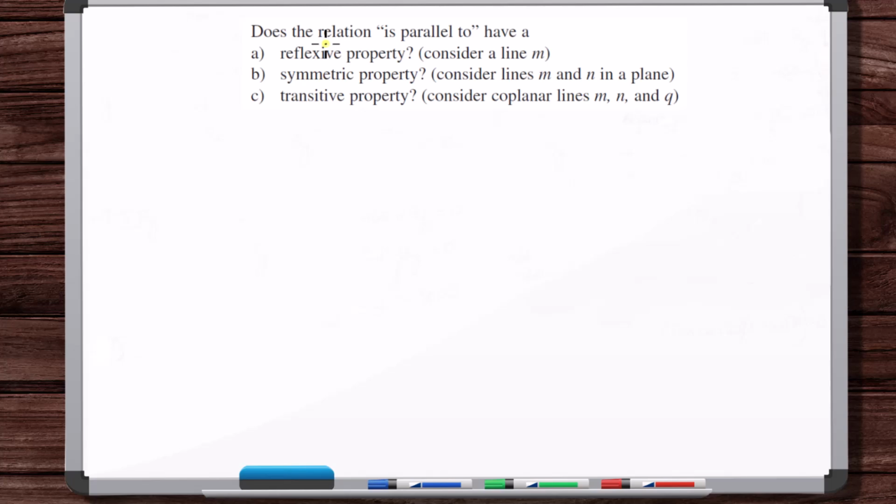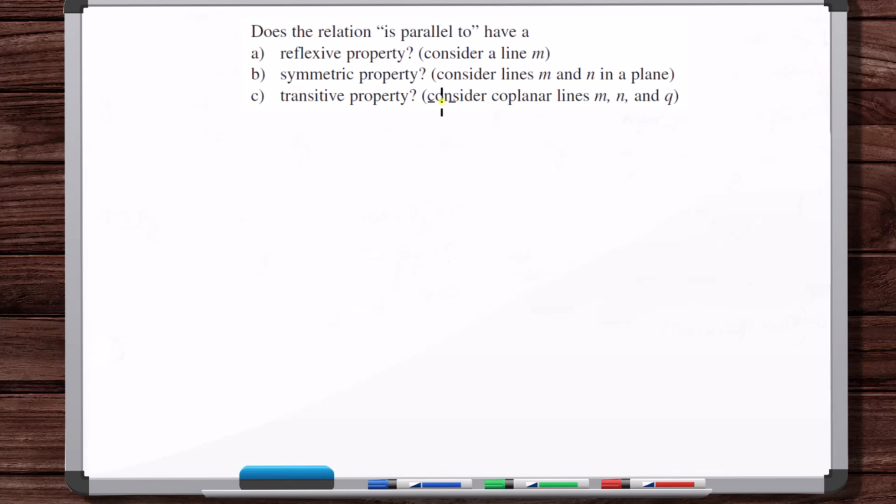All right, does the relation "is parallel to" have a reflexive property, a symmetric property, and a transitive property? So we're not getting too much into math proofs and properties and stuff. But I thought I would include this question because it's pretty interesting to think about.